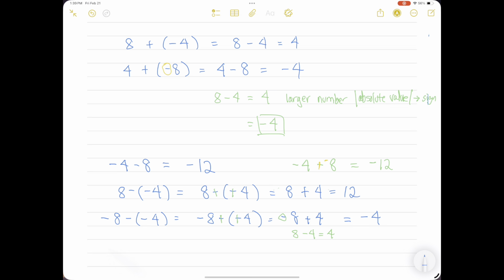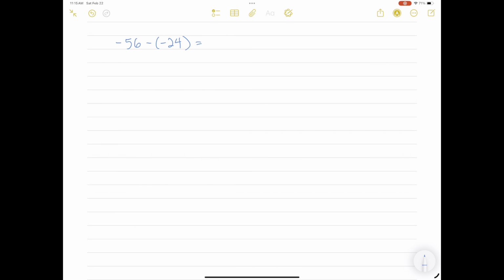Next example, negative 8 minus 8. I will rewrite that equation and show you that when you add its opposite, we get negative 8 plus negative 8. Now we are adding integers with the same sign, so we combine them. 8 plus 8 equals 16, and we keep the sign.